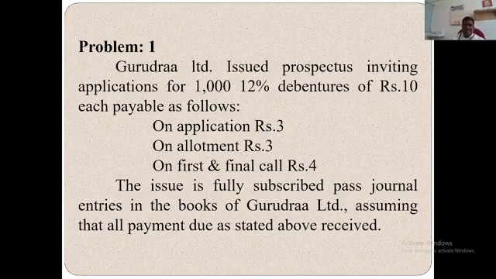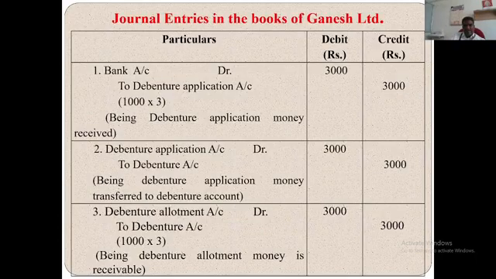Debenture application money received. Journal entry: bank account debit to 10.5% debenture application account. The next step, the debenture amount is transferred to debenture account. Journal entry: debenture application account debit to debenture account, being debenture application money transferred to debenture account.